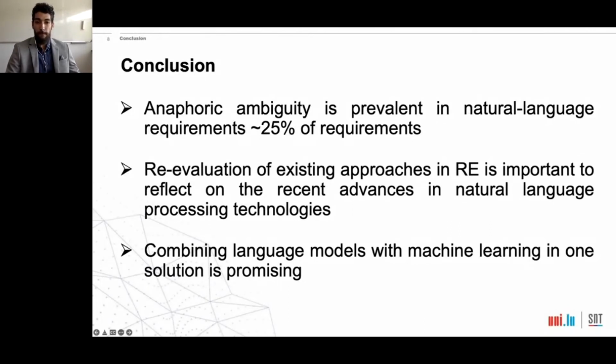Thank you, Saad, for presenting your paper. Now the floor is open for discussion. We have 2 questions in the chat box.